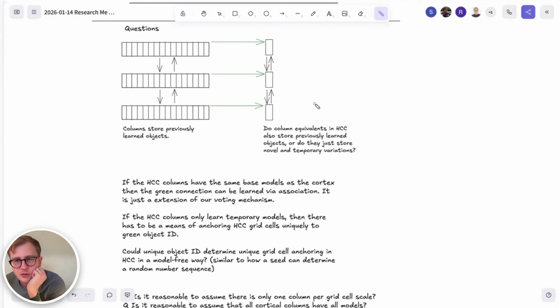Right, I think that's a really good point. We basically can take variations of existing objects and store them here temporarily without messing up the original objects.